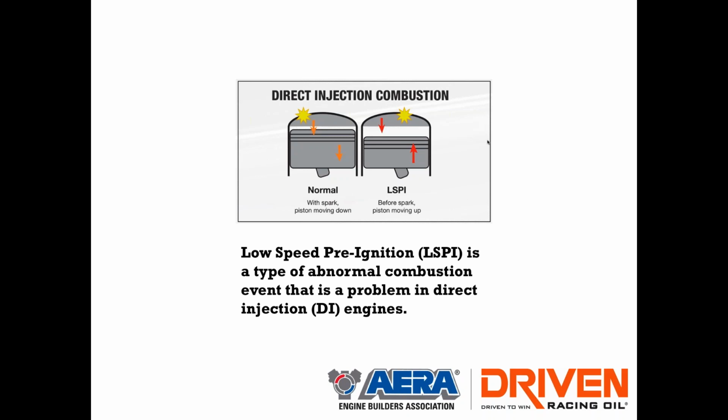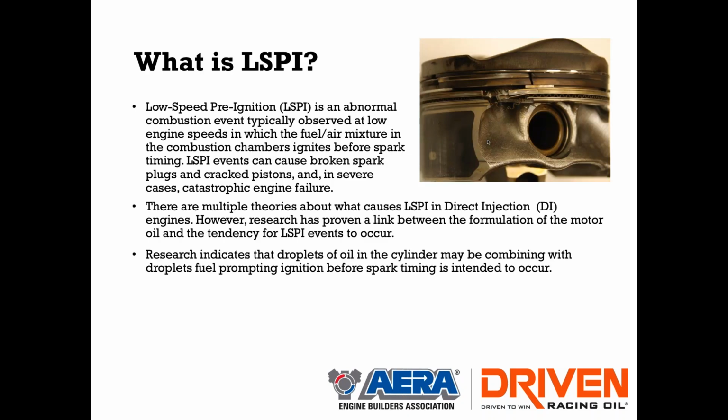In fact, when they do the testing for low-speed pre-ignition, which we'll talk about a little later, which is the Sequence IX test, that test counts how many events per million engine cycles. That gives you an idea of how random the event can be. But as you saw in the previous piston image, when it does happen, it can be fatal. So it's a real big problem we have to deal with.